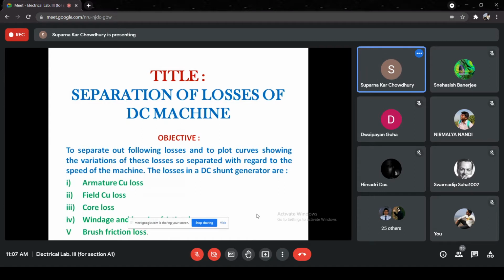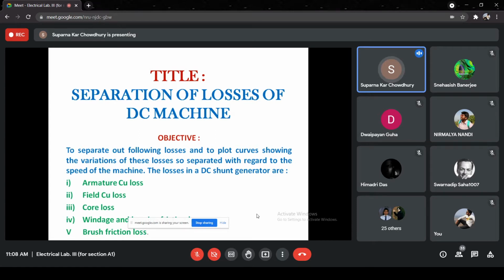For all rotating machines, there are different tests. For DC machine also, we have different tests, and this is one of them. It is not the only one. There are other tests also, but this has been selected. This is a very simple method and can be very easily carried out in the laboratory. So our objective is to separate the losses of a DC shunt generator.